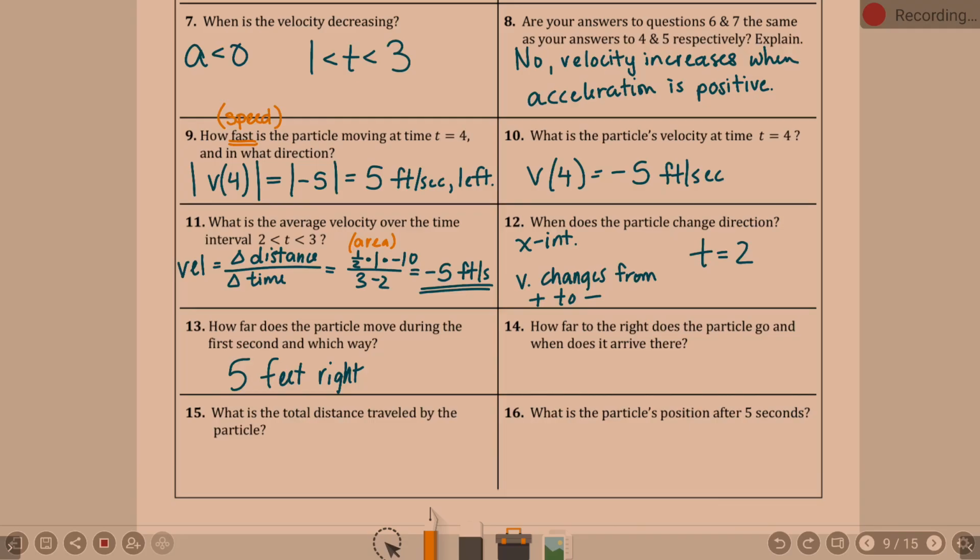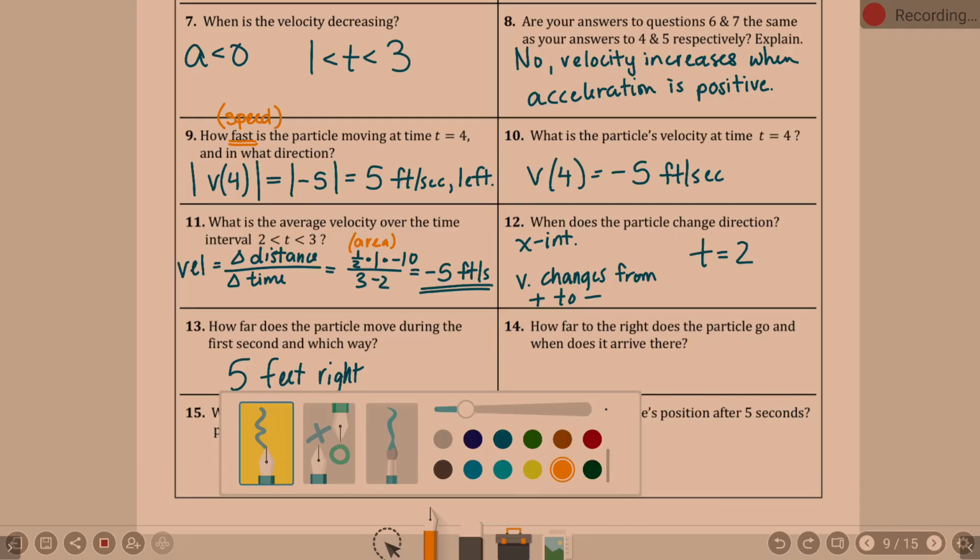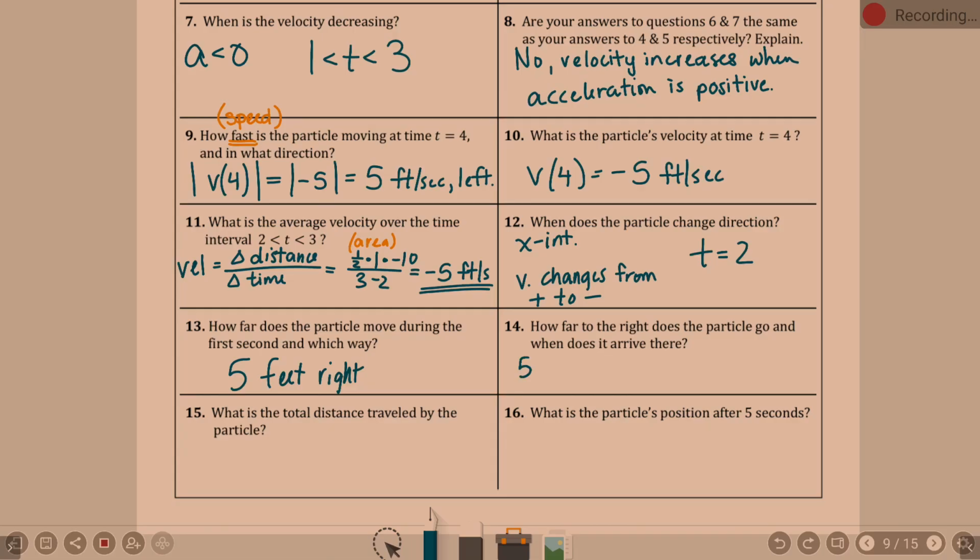So I think I wrote mine as the fact that there was a 5 times 1 for the rectangle, and then there's a 1/2 times 5 times 1. So if you're thinking area, 7.5 feet, and that is at t equals 2 seconds. And we know it's at t equals 2 seconds because that's the x-intercept again.